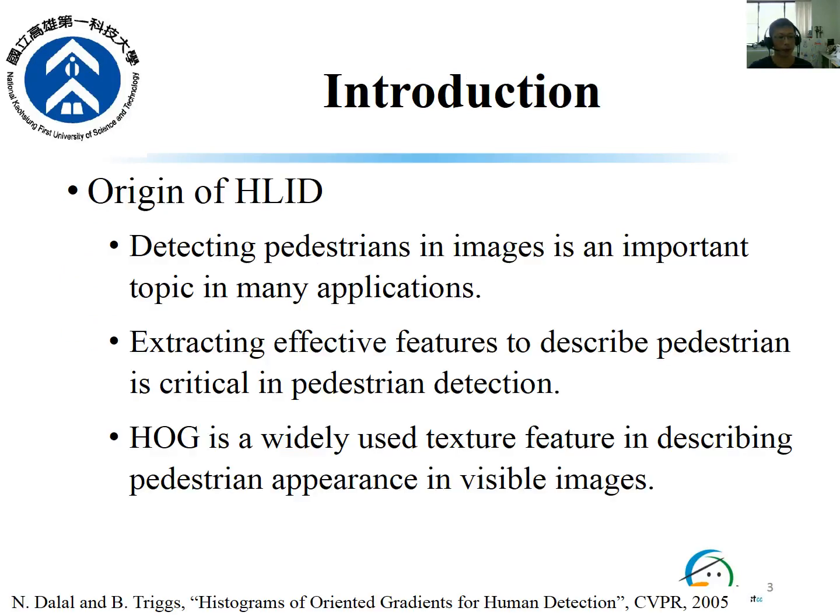Detecting pedestrians in images is an important topic in many applications. Besides designing a good classifier, extracting effective features to describe pedestrians is also critical in pedestrian detection. Currently, HOG, proposed in 2005, is a widely used texture feature for describing pedestrian appearance in visible images.